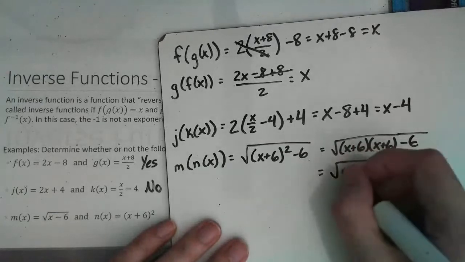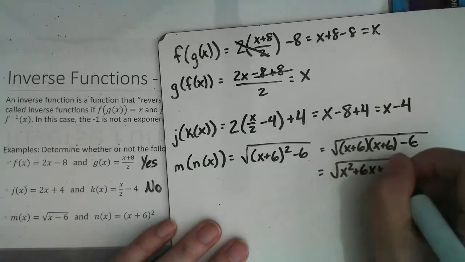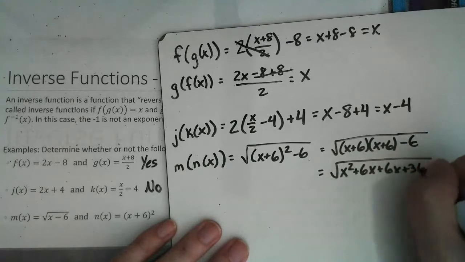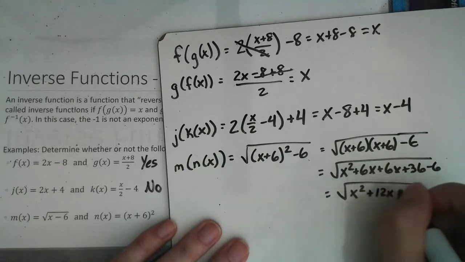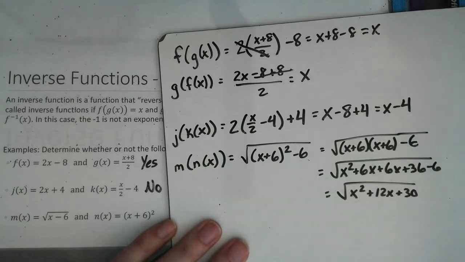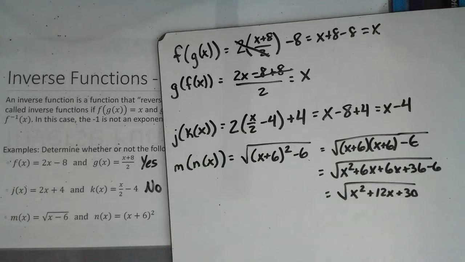So that'll be the square root of x squared plus 6x plus 6x plus 36 minus 6, which is the square root of x squared plus 12x plus 30. Well, I'm trying to get an answer of just x. If I'm taking the square root of something other than x squared, I'm not going to get x. So this is not going to simplify to just x. These two are not inverses.